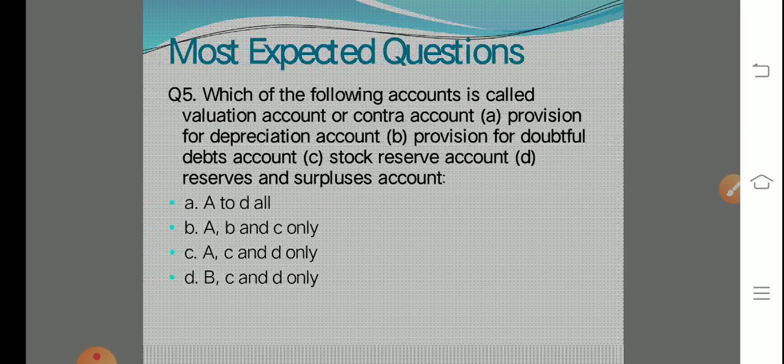Question number 5. Which of the following accounts is called valuation account or contra account? First option is A. Provision for depreciation account. B. Provision for doubtful debt account. C. Stock reserve account. D. Reserves and surpluses account. So our options are A to D all, A, B and C only, A, C and D only, B, C and D only. So let's see what is the correct answer.